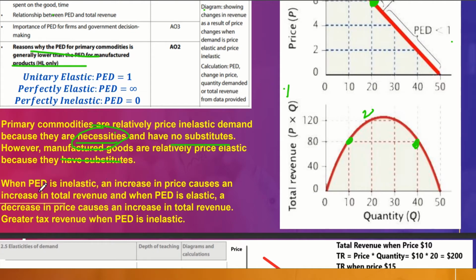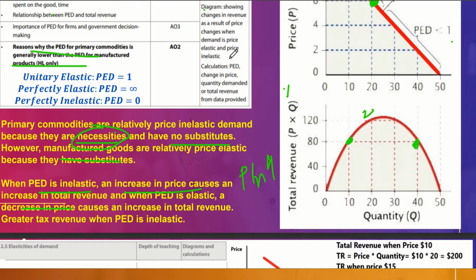Okay, when PED is inelastic, an increase in price causes an increase in the total revenue. This we have discussed. So a better strategy for the firm, if the product is inelastic, is to increase the price in order to increase the profit.